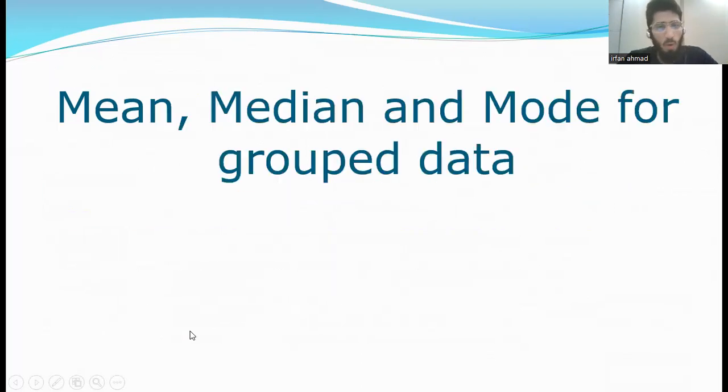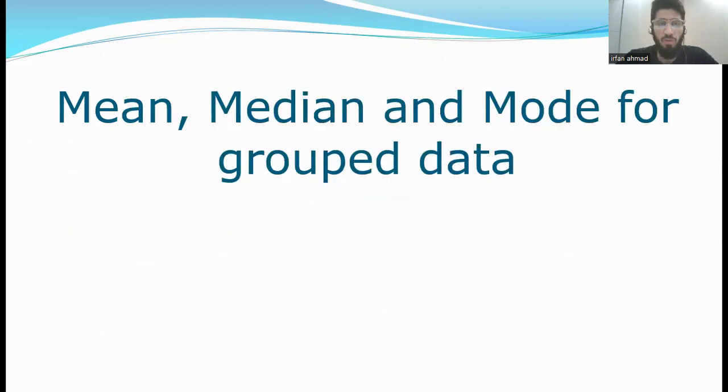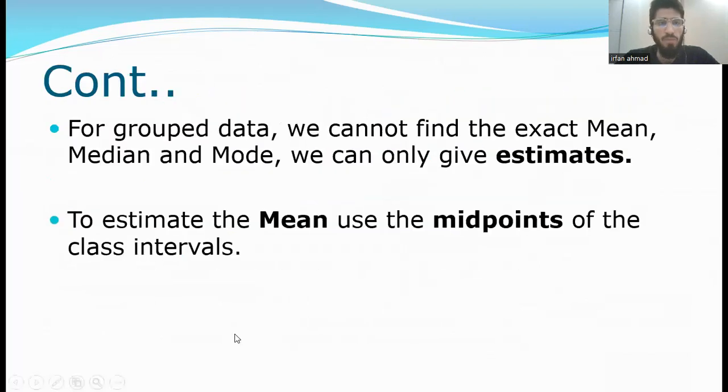Now mean, median, mode for grouped data. All the data that we talked about was not grouped data, it was just simple data. But for grouped data, we cannot find the exact mean, median and mode. We can only give an estimate.